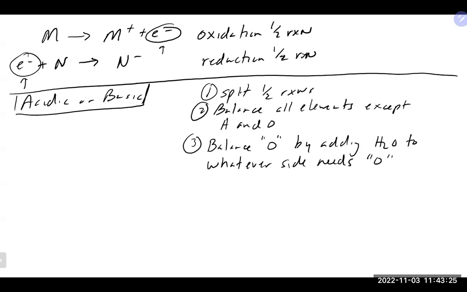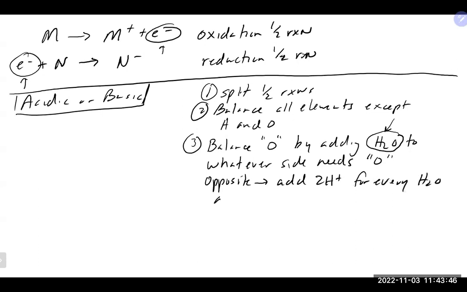And remember that when we do add water, every time we add a water, we are also putting in there 2 hydrogens. So to make sure everything stays balanced, to the opposite side of where you added the water, you need to add 2 H pluses for every water that you added. And again, that's going to keep basically the hydrogen still balanced when you do that.